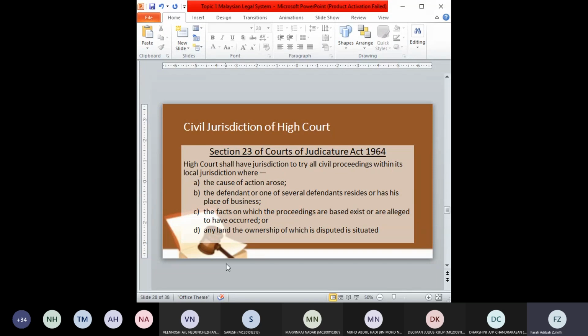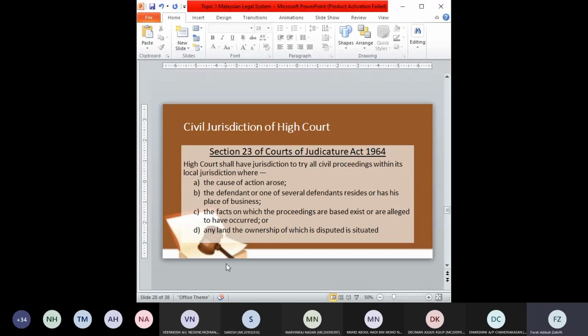Or, for example, if the case involves people from more than one country. For example, you have a contract with a company which is based in the US, but it has a branch office in Kuala Lumpur. The defendant, or one of the several defendants, has his place of business in Kuala Lumpur. So the case can be heard by the High Court of Kuala Lumpur.